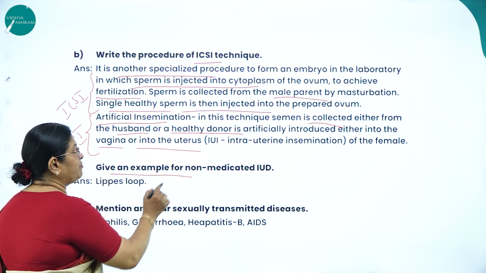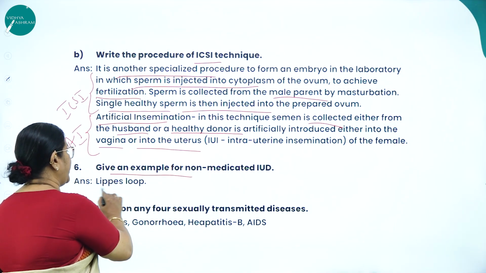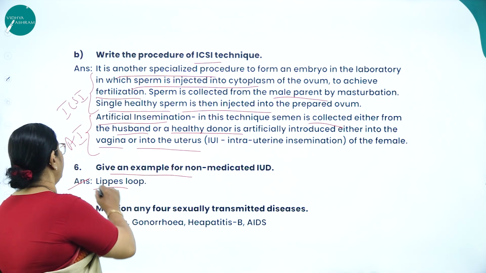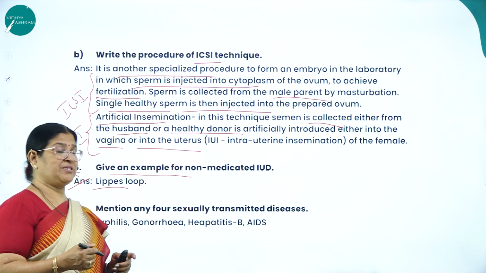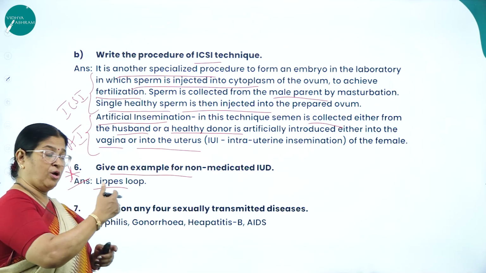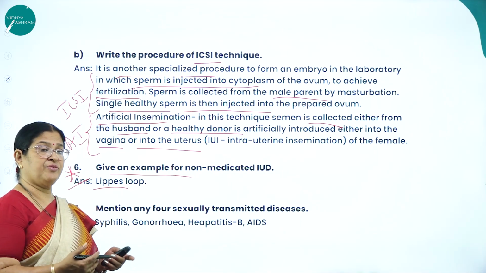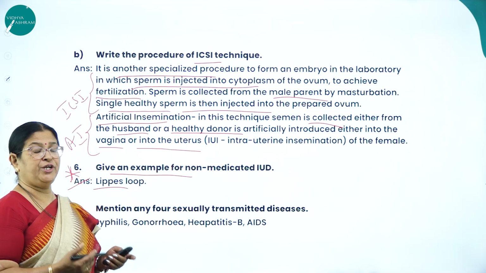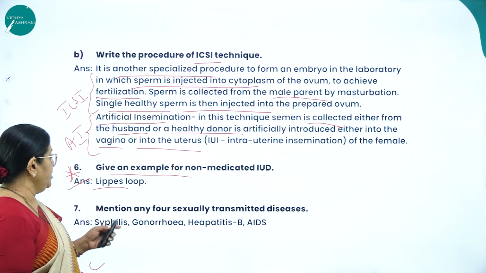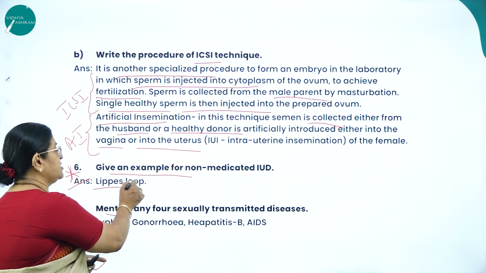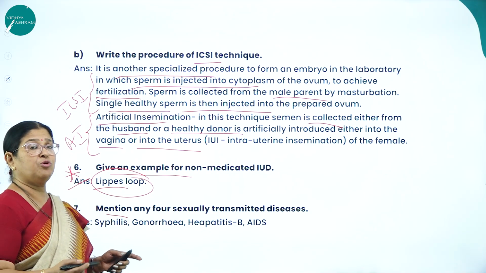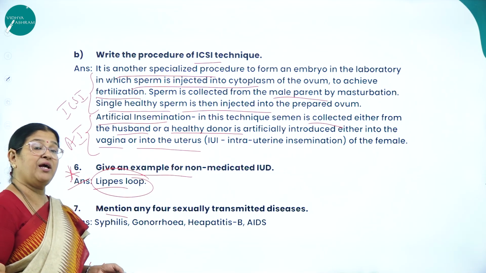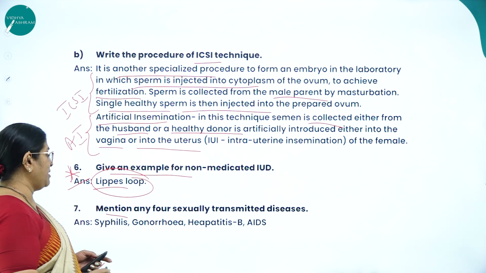Next, give an example for a non-medicated IUD. Already I told, Lippes loop. This is a very important common question which has appeared in many of the question papers. That is the reason why I have picked up all the questions that have been asked from March 2014 to March 2023. This is one question which is repeatedly asked, so it is the most probable question which may appear in your coming examination.